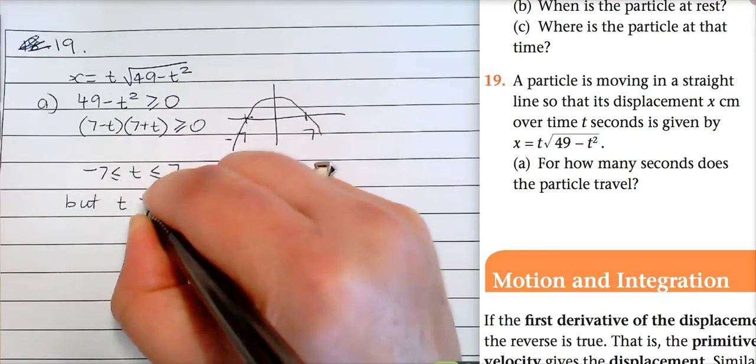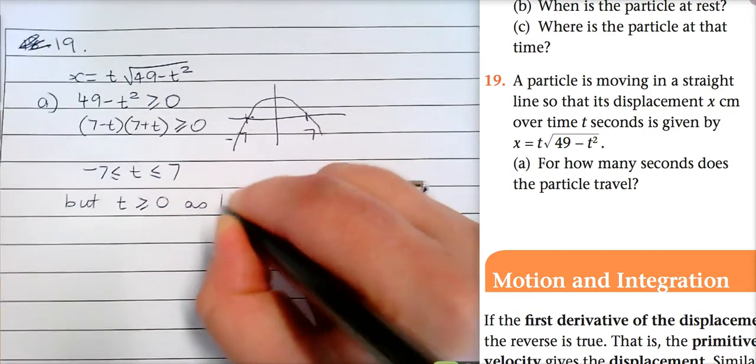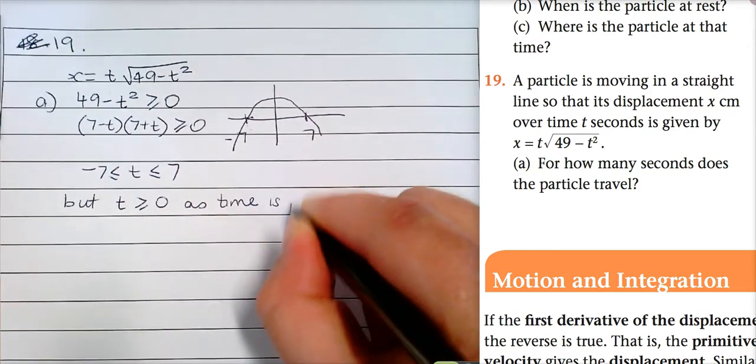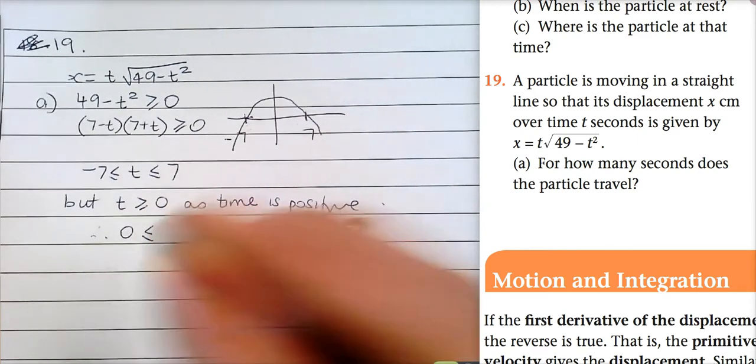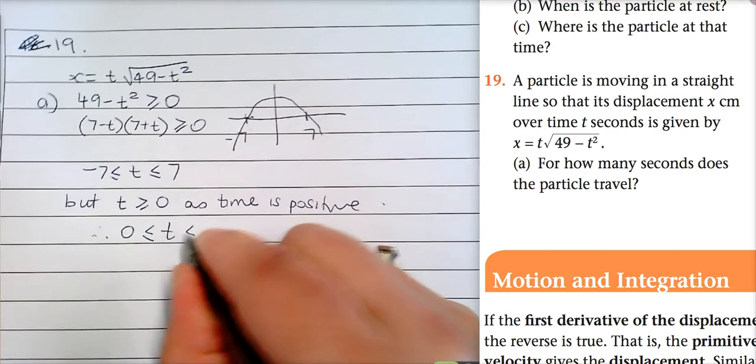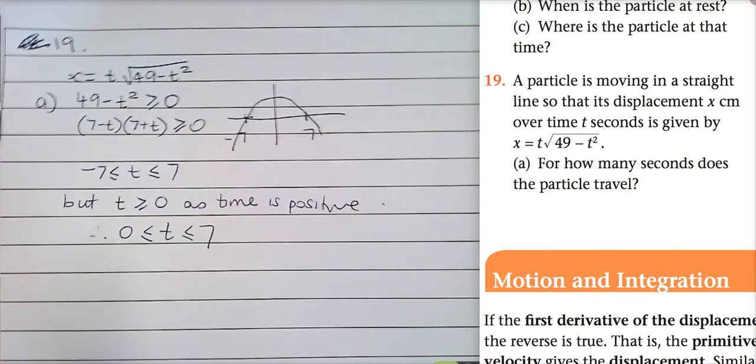But t has to be greater than or equal to 0 as time is positive. It's a quantity. So therefore, t lies between 0 and 7. Now that's the formal proof.